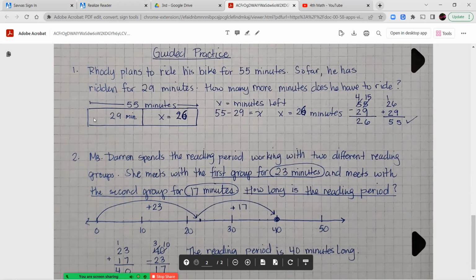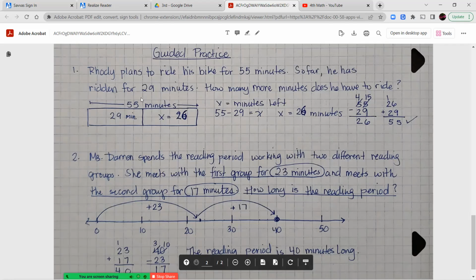So we know that he plans to ride his bike for a total of 55 minutes. So 55 is going to go on top of my bar diagram. He's ridden 29 minutes so far. So that's going to be my first part. And then my unknown part is X. So X is going to be how many minutes he has left.